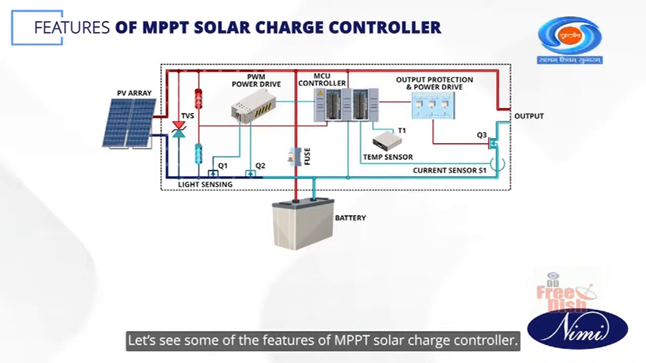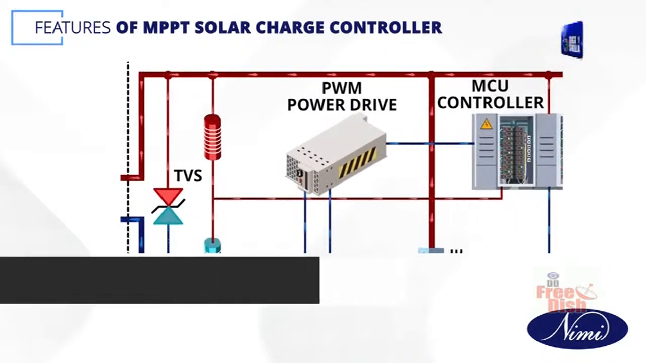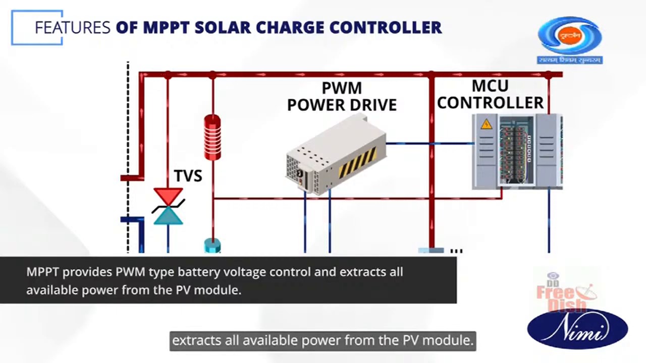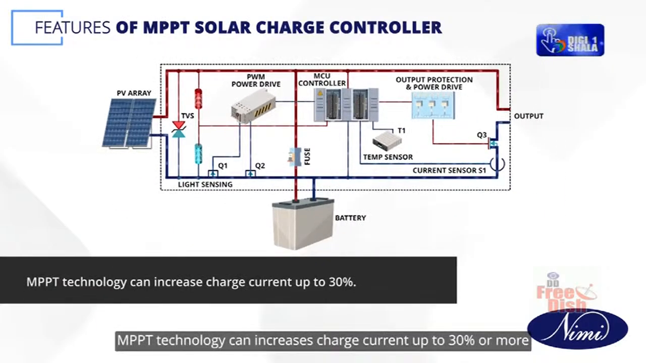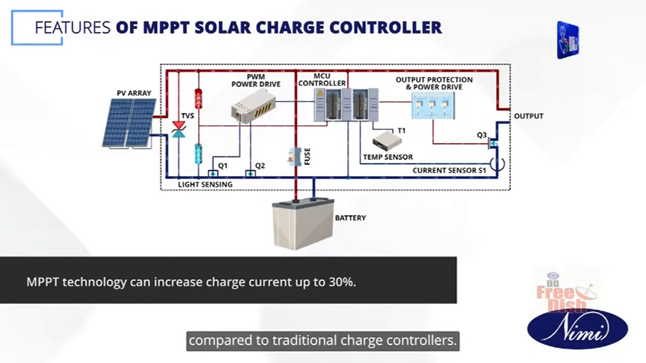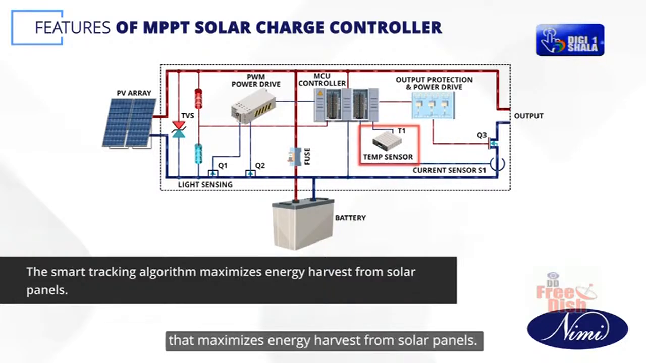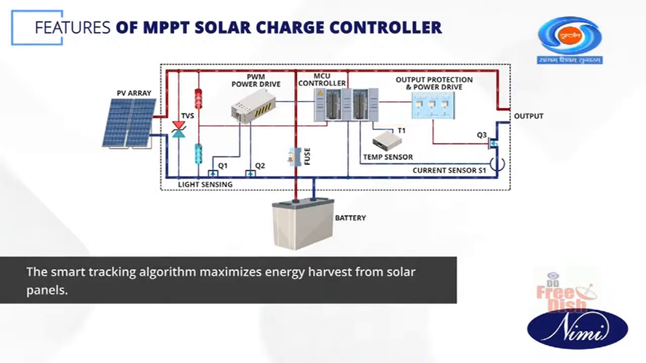Let's see some of the features of MPPT Solar Charge Controller. MPPT provides PWM type battery voltage control and extracts all available power from the PV module. MPPT technology can increase charge current up to 30% or more compared to traditional charge controllers. This controller features a smart tracking algorithm that maximizes energy harvest from solar panels.